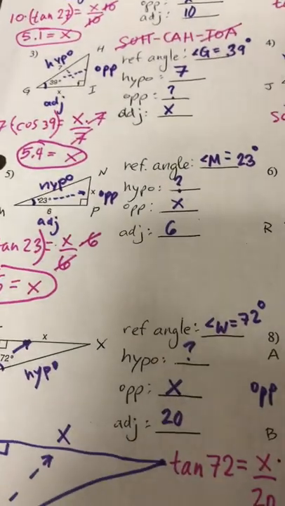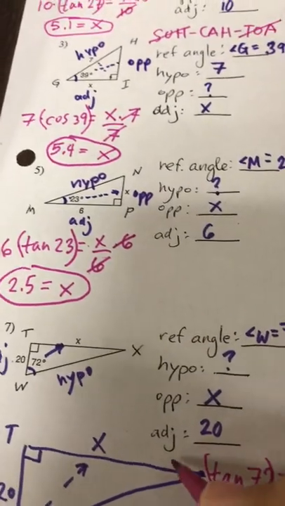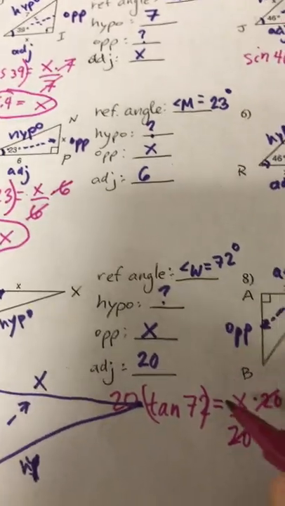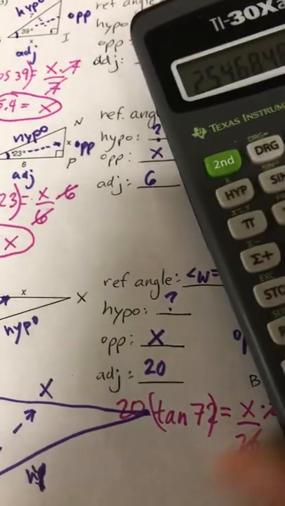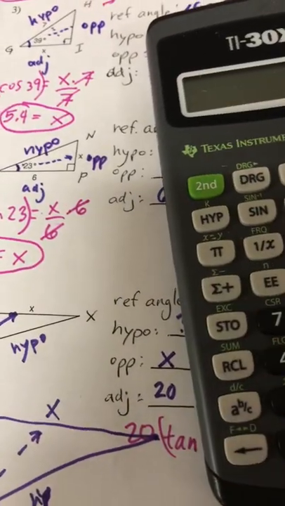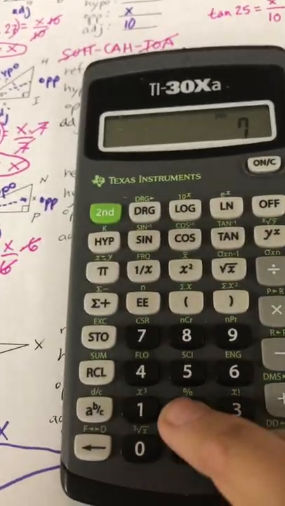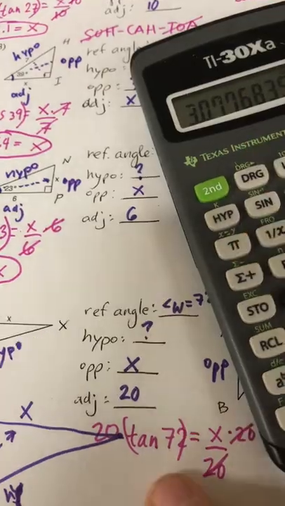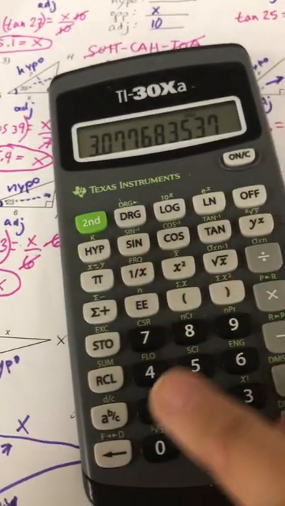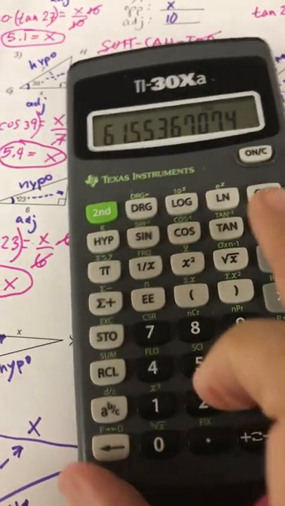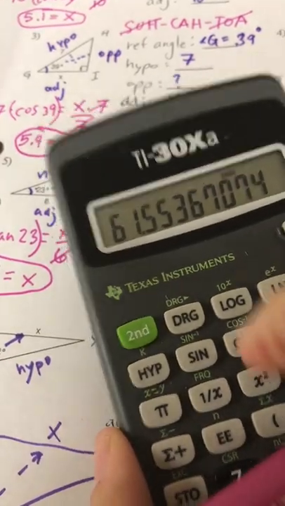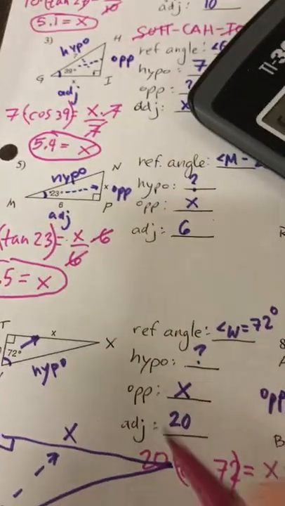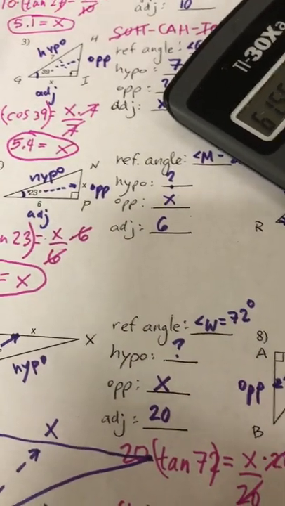All right, multiply both sides by 20. And so x is equal to 20 times the tangent of 72. So we put 72 tangent, and then we get to multiply by 20. 61 point, so the 5 would round up to the 6. 61.6.